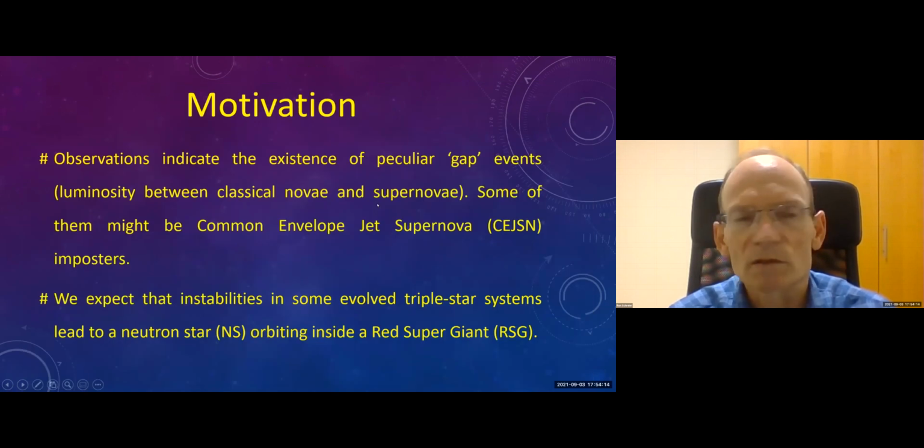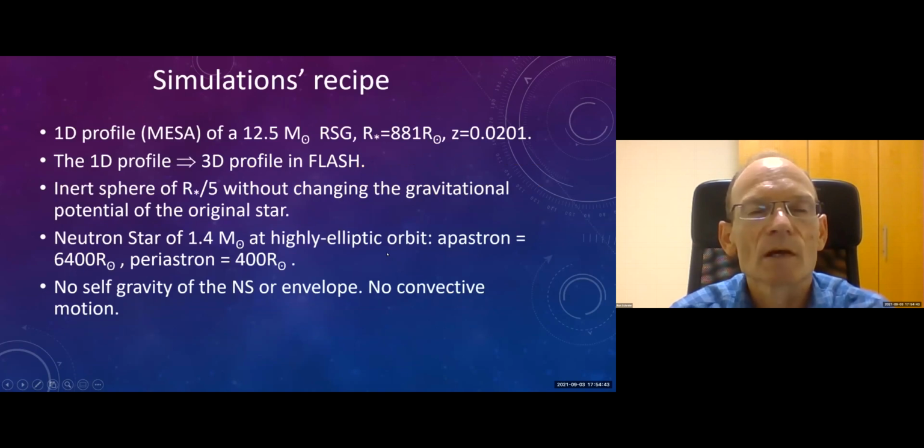What's the motivation? There were several observations that indicated the existence of peculiar gap events, those that have luminosity between that of classical novae and supernovae. Some of them might be common envelope jet supernova impostors. We expect that instabilities in some evolved triple star systems lead to a neutron star moving inside a red supergiant.